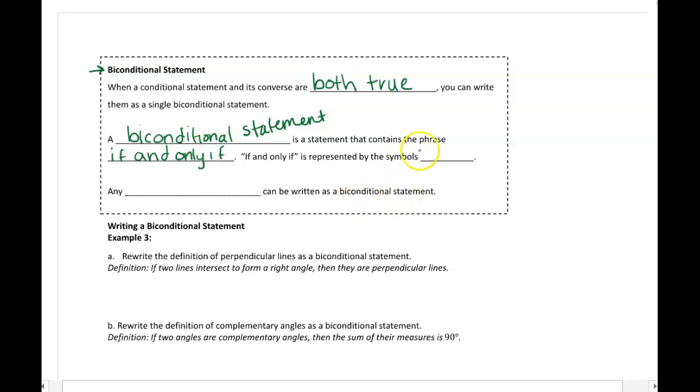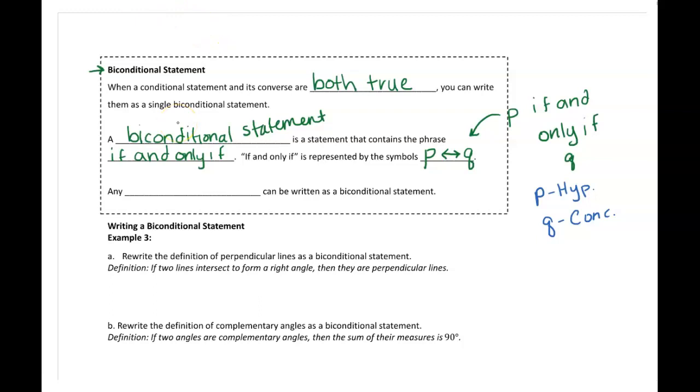Now when we write it, remember we wrote P arrow Q? Well, this one's P with a double arrow Q. Anytime you see this, it's P if and only if Q. Now there's no if at the beginning and no then in the middle. It's just if and only if in the middle. And once again, your P is the hypothesis and your Q is the conclusion.